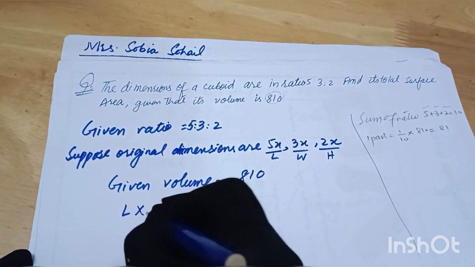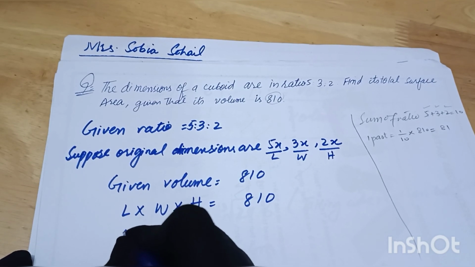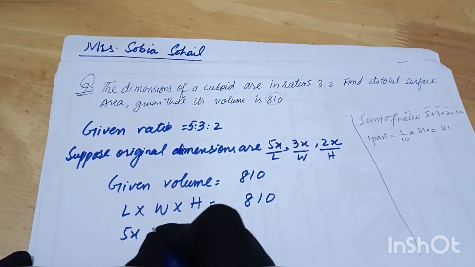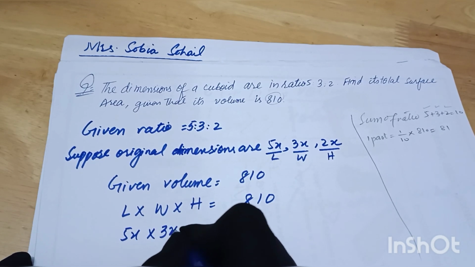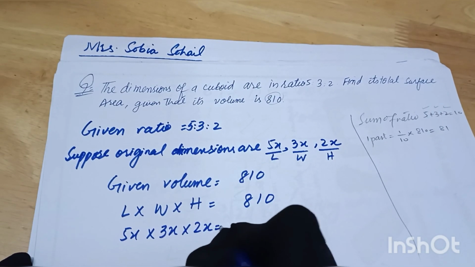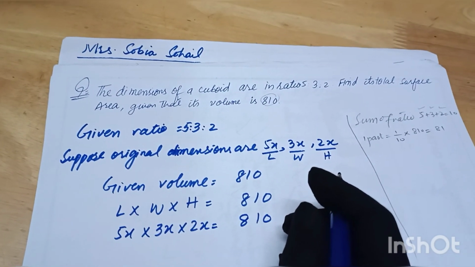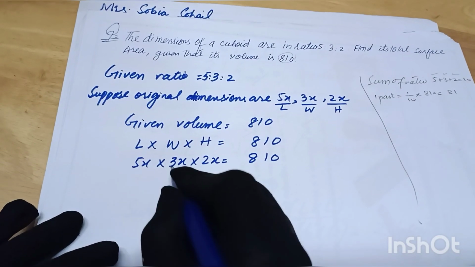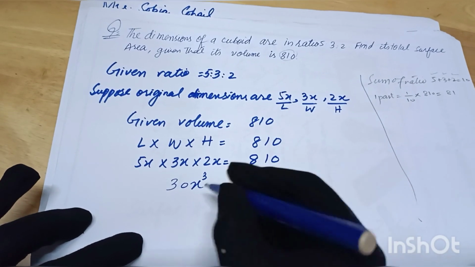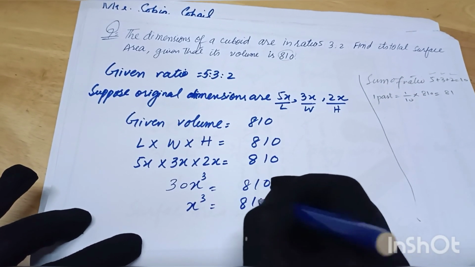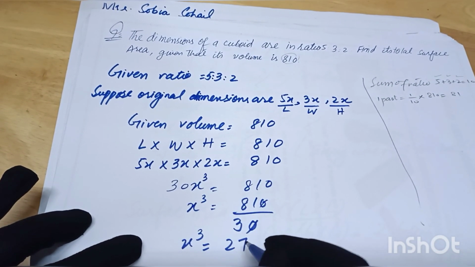Given volume is 810. Volume is length multiply width multiply height, that is 810. So write down volume: 5x multiply 3x multiply 2x equals 810. 5 threes are 15, 15 twos are 30, so 30 x cube equals 810. Finding x cube: 810 divided by 30, the zeros cancel. X cube equals 27.